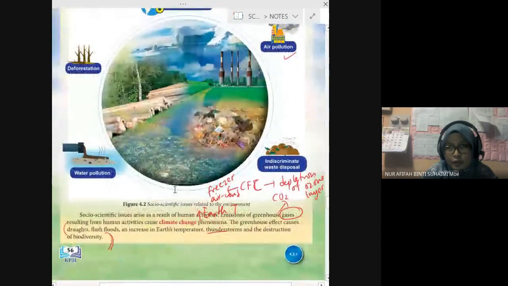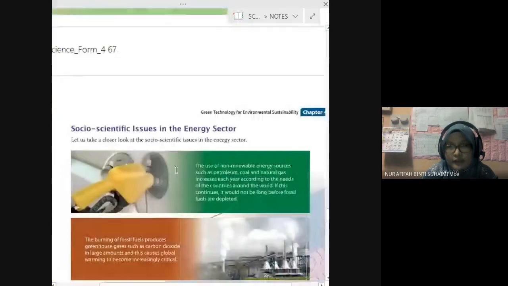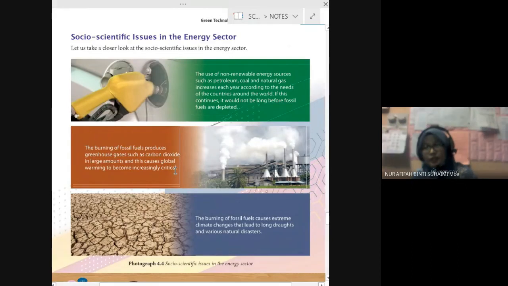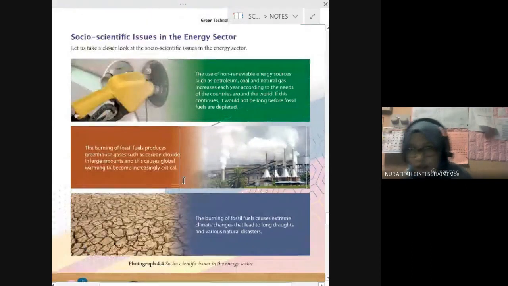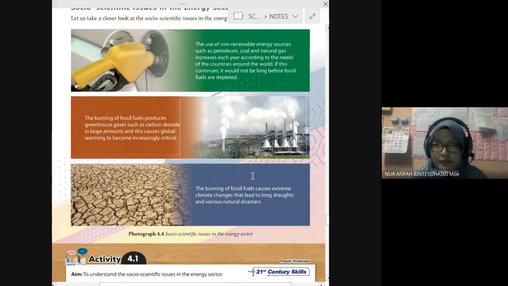Example of social scientific issues regarding human activities. Okay, social scientific issues in the energy sector. Now we move to the first one, the energy sector. What are the social scientific issues that relate to the energy sector?